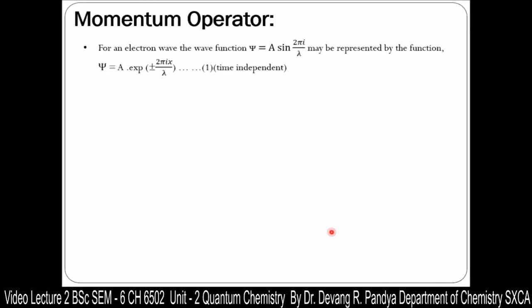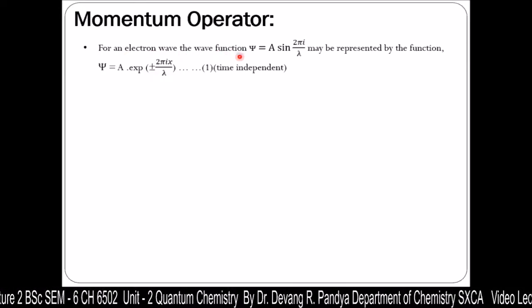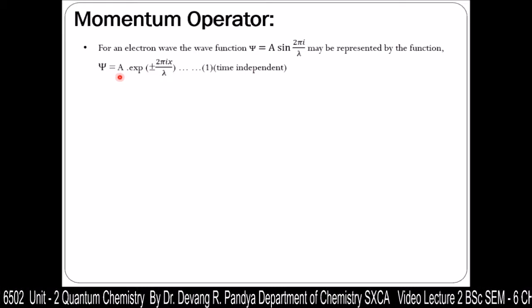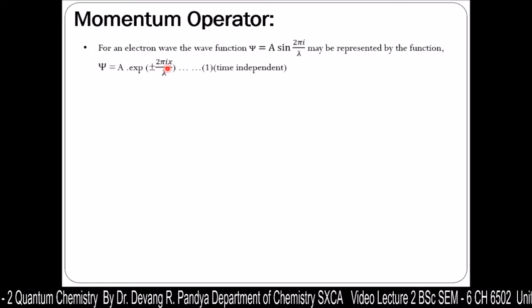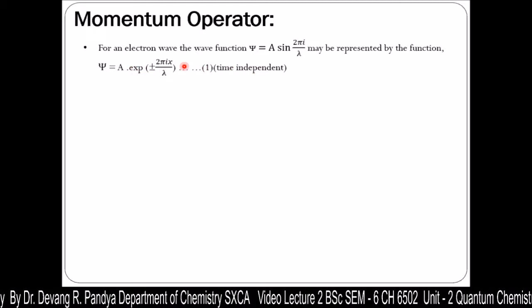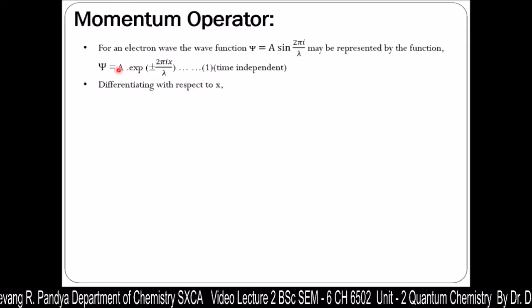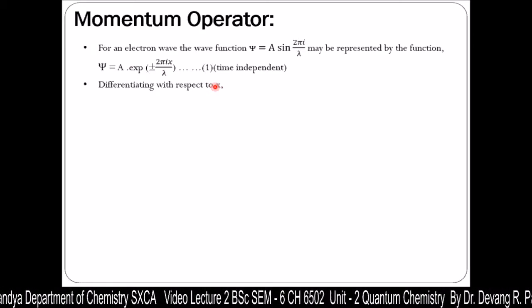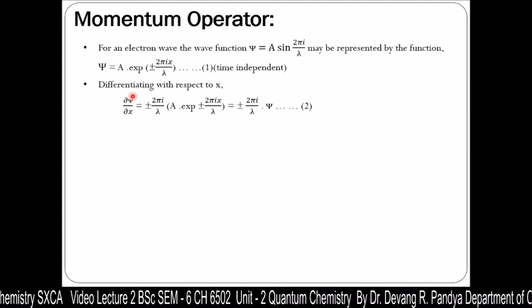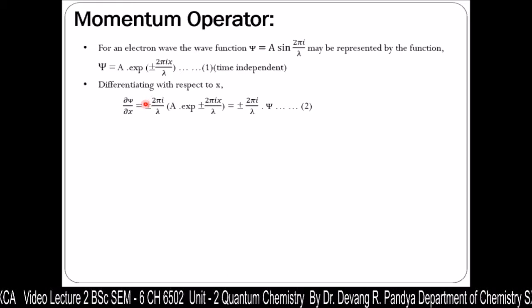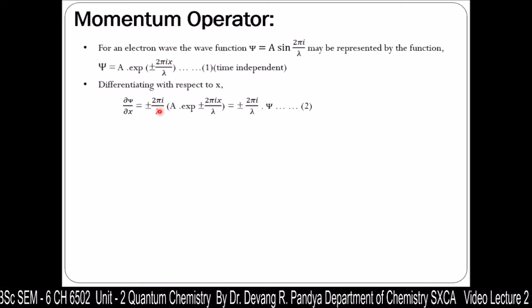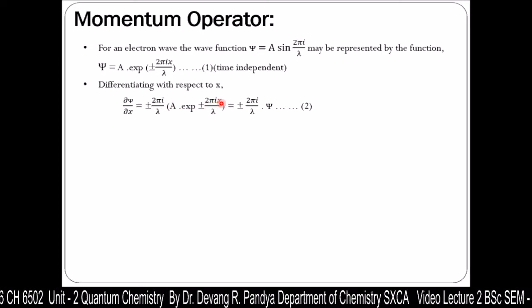Now, how to obtain the momentum operator? For an electron wave function, psi equal to a sine 2 pi i by lambda may be represented by the function psi is equal to a exponential plus or minus 2 pi i x by lambda, that is a time independent wave function. Differentiating with respect to x, because we expect the movement in the x direction, we get d psi by dx. If we put the value of psi, the differentiation of a exponential plus or minus 2 pi i x by lambda gives plus or minus 2 pi i by lambda a exponential plus or minus 2 pi i x by lambda.